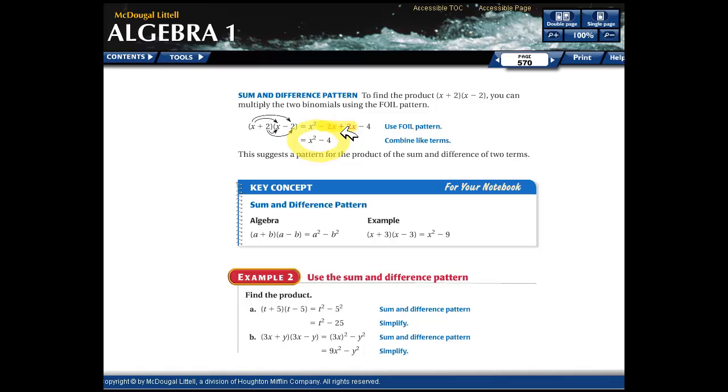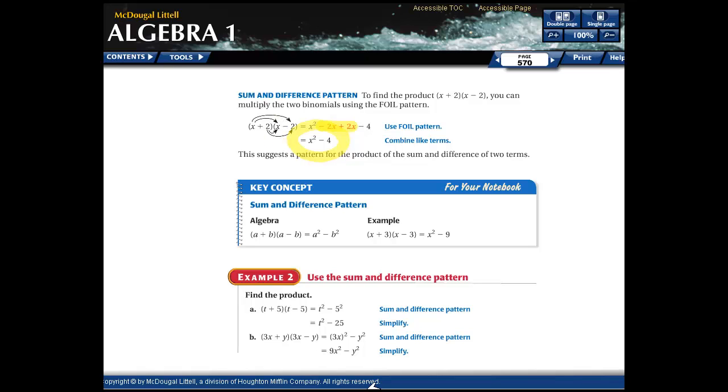So the sum and difference pattern is yet something even shorter that says, okay, if I know that the two things in the middle are going to cancel out anyway, then I'm not even going to worry about them. I'm just going to square the first. And I can't really square the last, notice, because this is a minus 4. So instead of squaring the first, let's just multiply the first, and then we multiply the last.